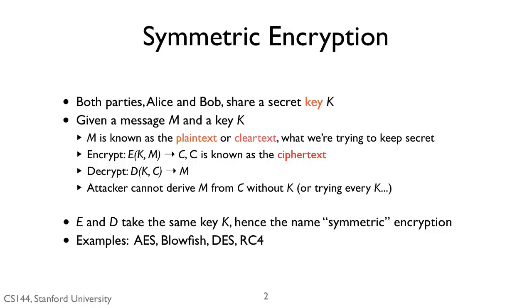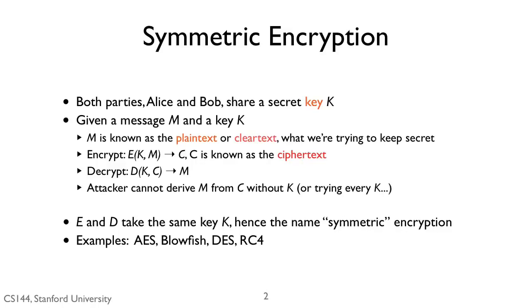I'm going to start with symmetric encryption. In symmetric encryption, two parties share some secret key K. So let's suppose we have a message M we want to transmit confidentially, and the key K. M is called the plain text or clear text. It's the thing we want to keep secret. To encrypt, we call a function E, passing the message M and the key K. This produces a ciphertext C.